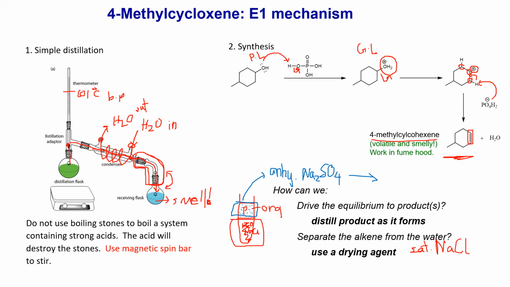So Na2SO4 is anhydrous. It will take a water molecule, so it will become like this, right? Hydrated salt plus water, right? So the whole point of this anhydrous sodium sulfate is to remove the traces of water. Okay, so that's how you dry out the alkene product, 4-methylcyclohexene.